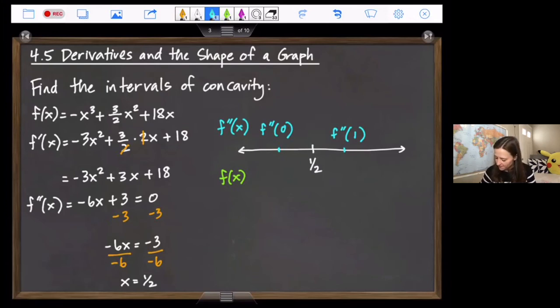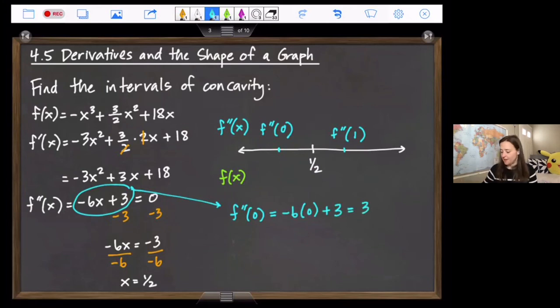All right, so I'm going to find f double prime, that's this function here. Let's find f double prime of 0. So that's negative 6 times 0 plus 3. That gives me something positive. Again, I only care that this number is positive. And do the same thing, f double prime of 1. Negative 6 times 1 plus 3. Negative 6 plus 3 is negative 3. Again, I'm most concerned that that is something negative.